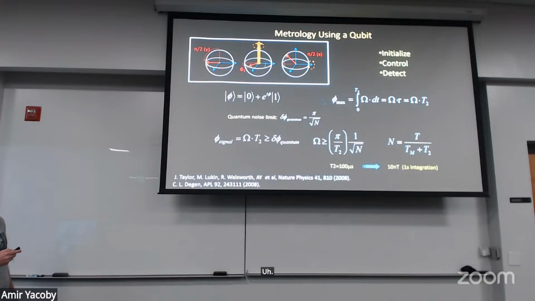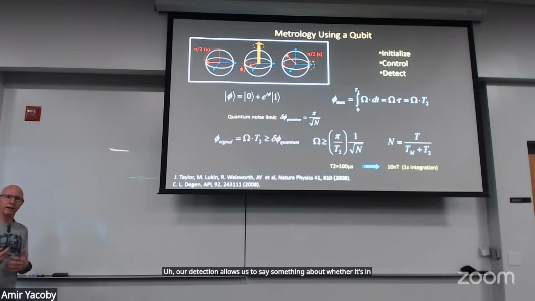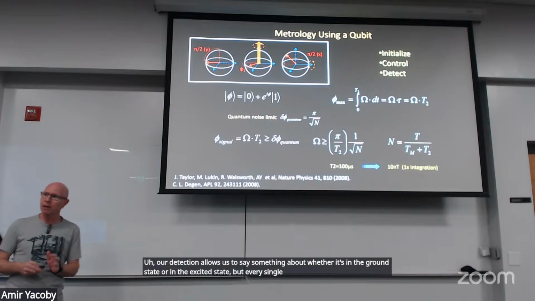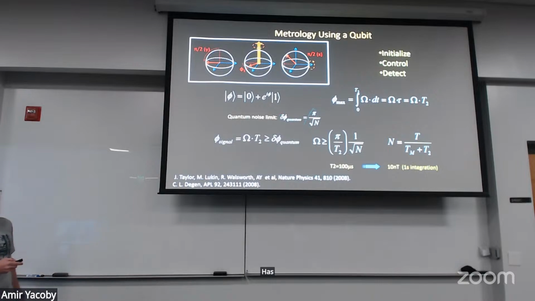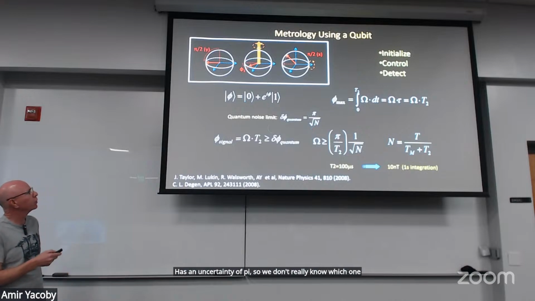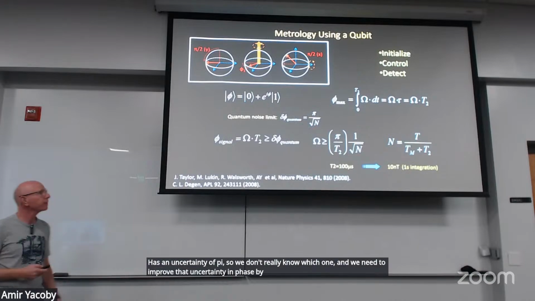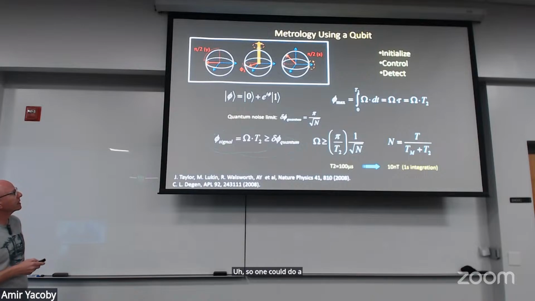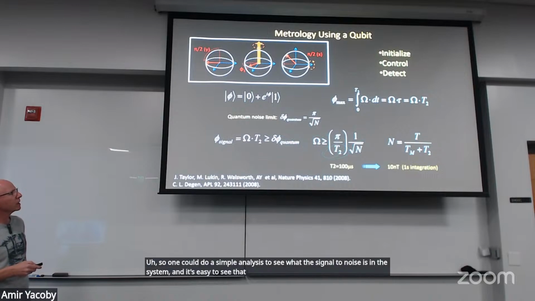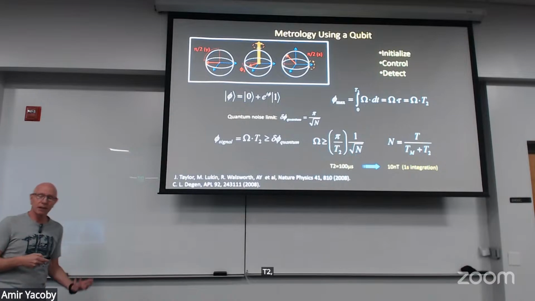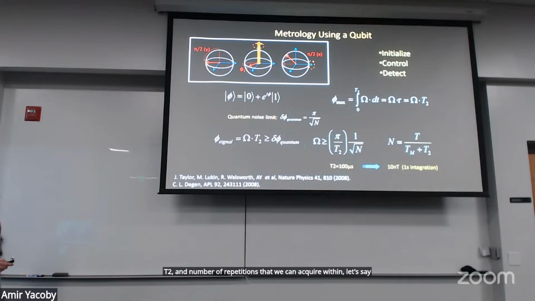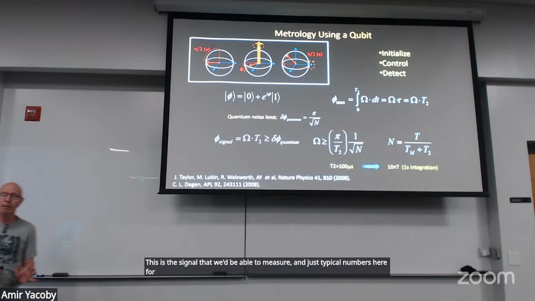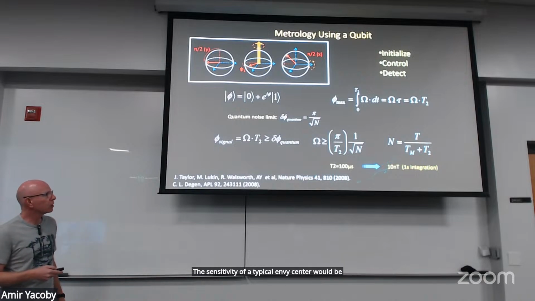Our detection allows us to say something about whether it's in the ground state or in the excited state, but every single measurement, because it's a quantum measurement, has an uncertainty of pi. So we don't really know which one, and we need to improve that uncertainty in phase by repeated measurements. One could do a simple analysis to see what the signal to noise is in the system, and it's easy to see that for a given coherence time, T2, and number of repetitions that we can acquire within, let's say, 1 second, this is the signal that we'd be able to measure. And just typical numbers here for coherences of about 100 microseconds, the sensitivity of a typical NV center would be in the range of 10 nanotesla.